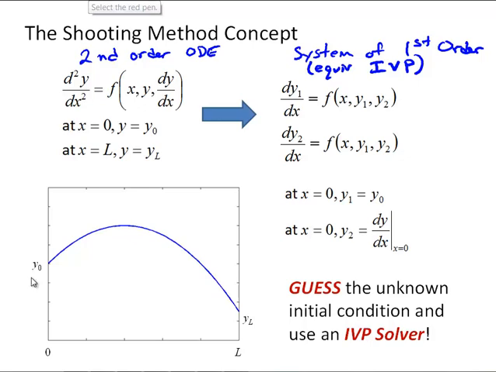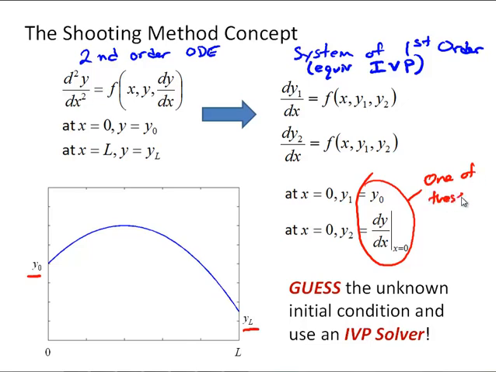Remember, what we know is y naught and yl, our two conditions. So when we write this as our equivalent initial value problem, here's our system of two first order ODEs. Exact same technique for doing that as we've done before. But one of these is unknown. So we don't know one of the initial conditions. We only know that final condition, yl.